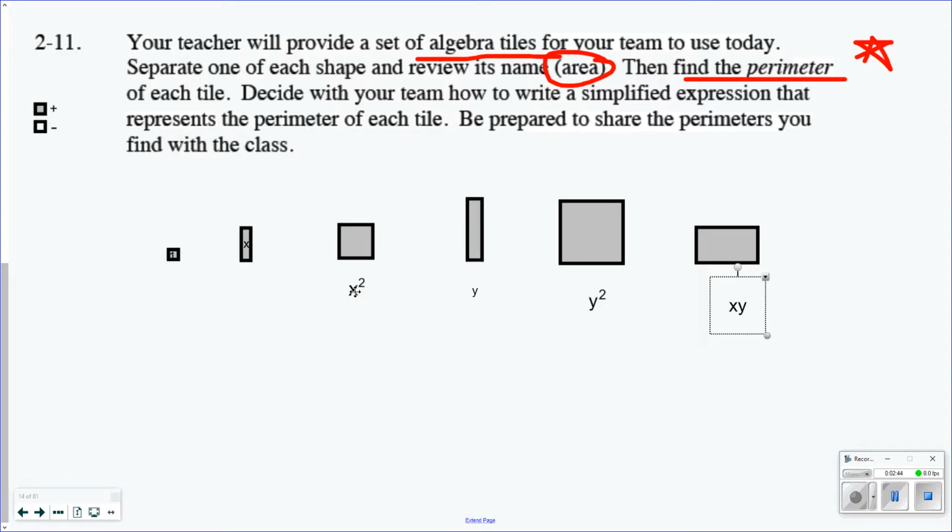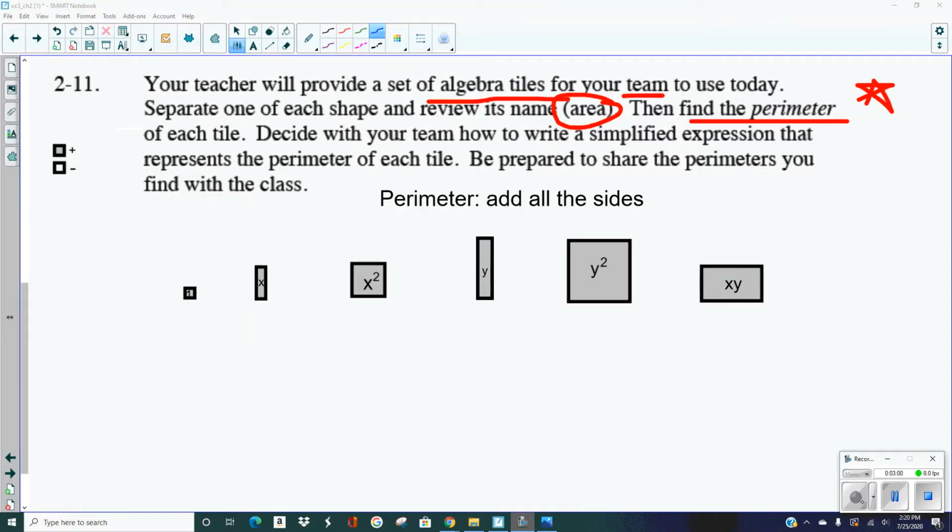Okay, so in your notes you should also have the X squared, the Y squared, and the XY labeled. Now let's go ahead and take a look at its perimeter. Remember, perimeter means you add all the sides. Let's start with the unit tile. So each side length is 1. Therefore, the perimeter would be adding up all the sides, which will equal 4.